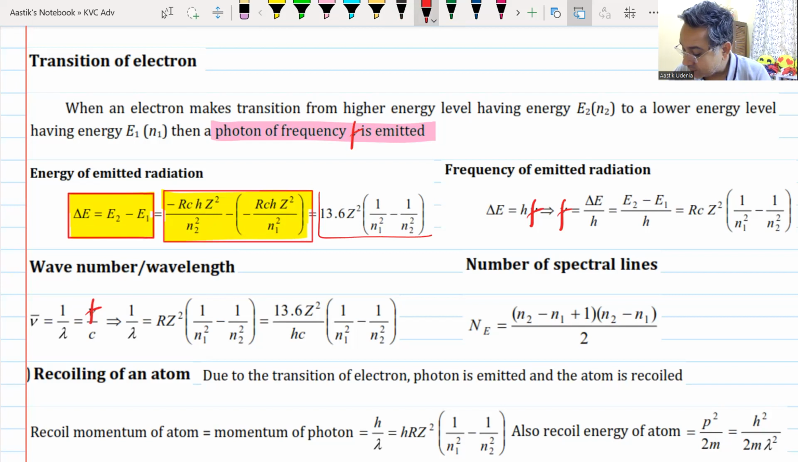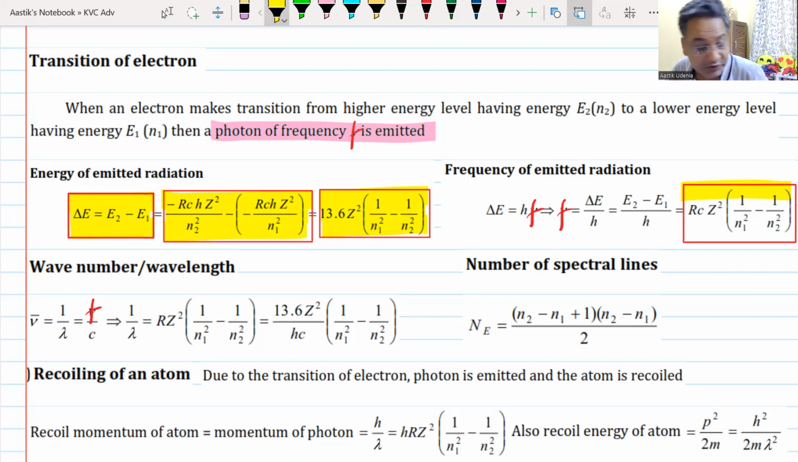And you can write it in this fashion. We get this? Yes. This is the energy of the photon. To find out the frequency of the photon, this is the formula for frequency of the photon. Remember, it is directly proportional to z square.